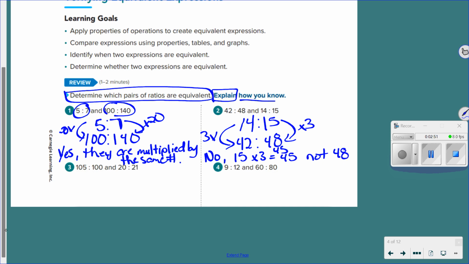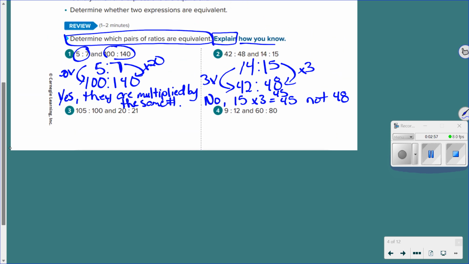All right. The next one, again, I'm going to put the smaller one on top and the larger one on bottom. 20 to 21, 105 to 100. What can I do to 20 to get to 105? Can I do anything to 20 to get to 105? Not evenly. Can I do something to 21 to get to 100? Not evenly. If I flip that bottom ratio around, they would be equivalent, but the way they are, they're not equivalent. No.